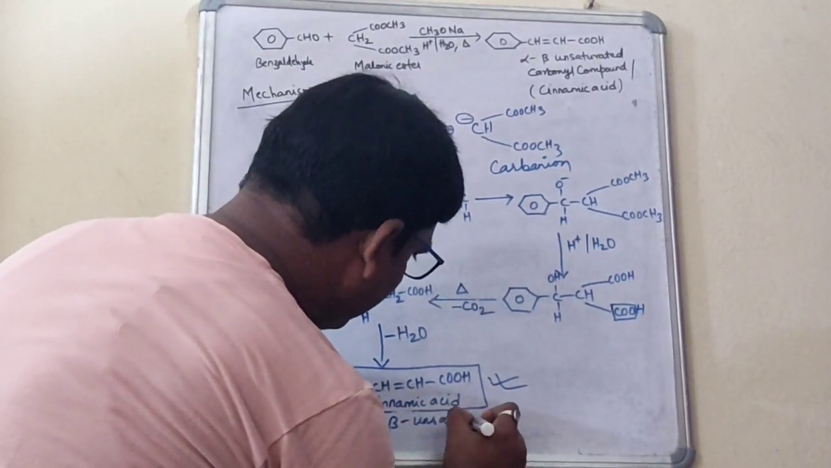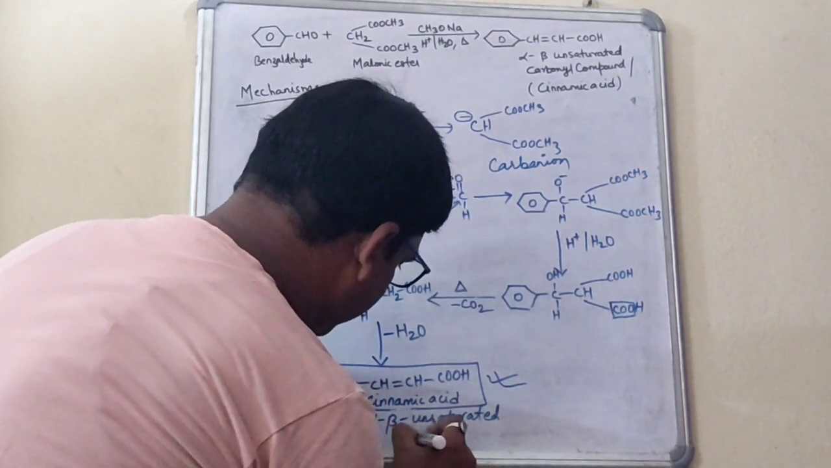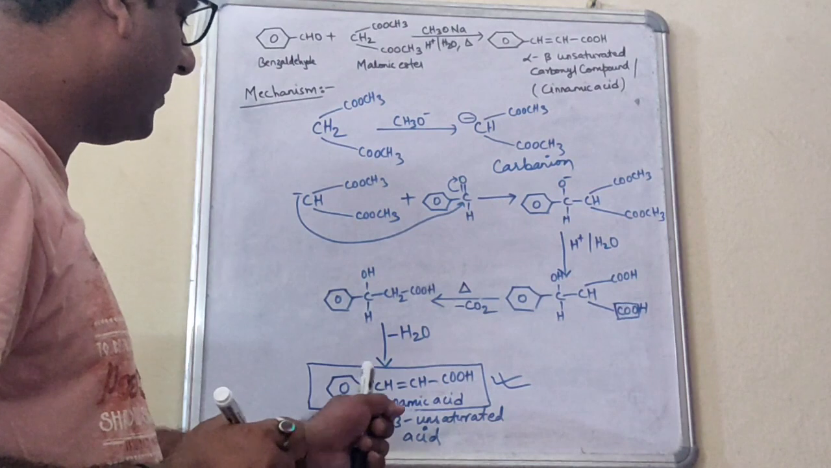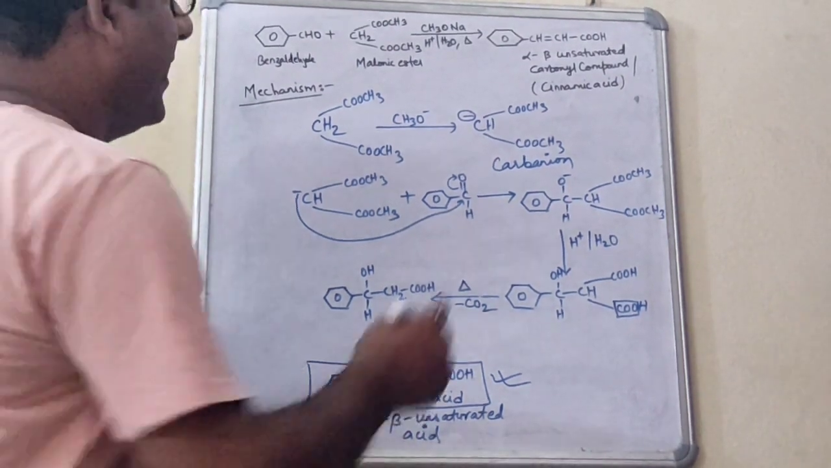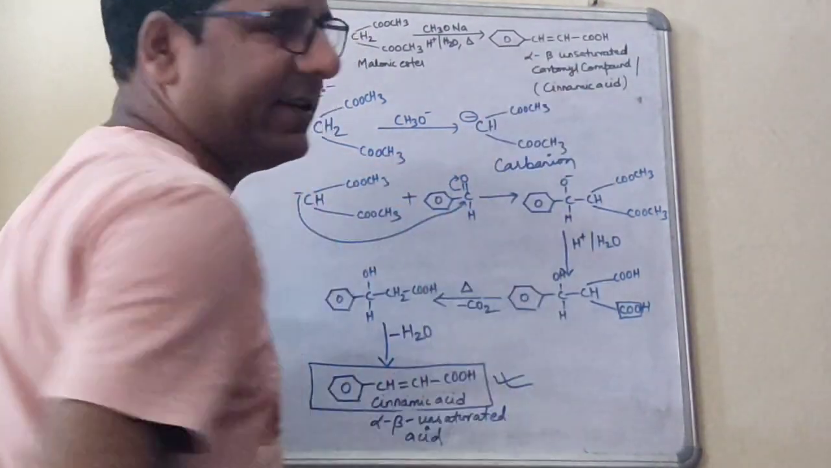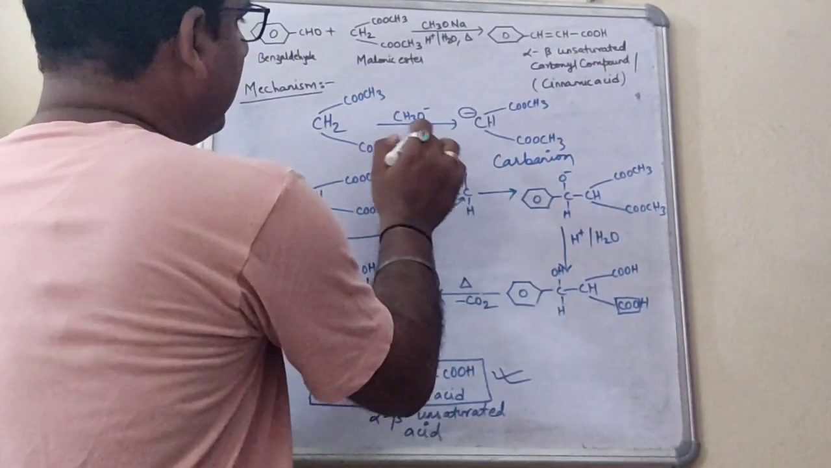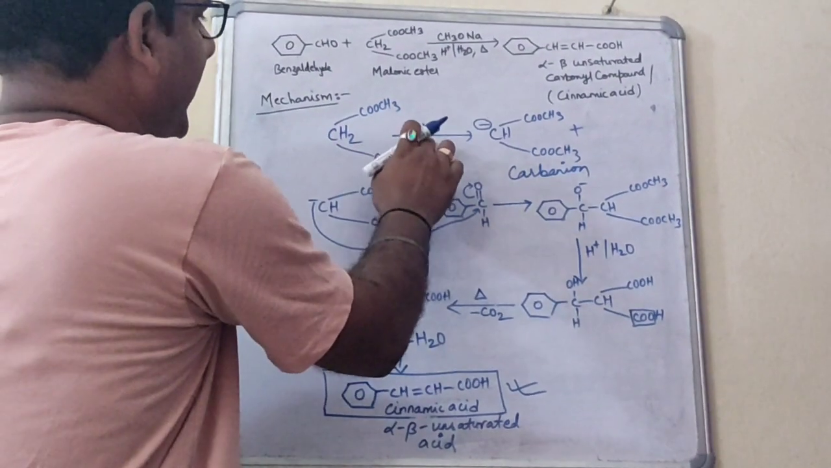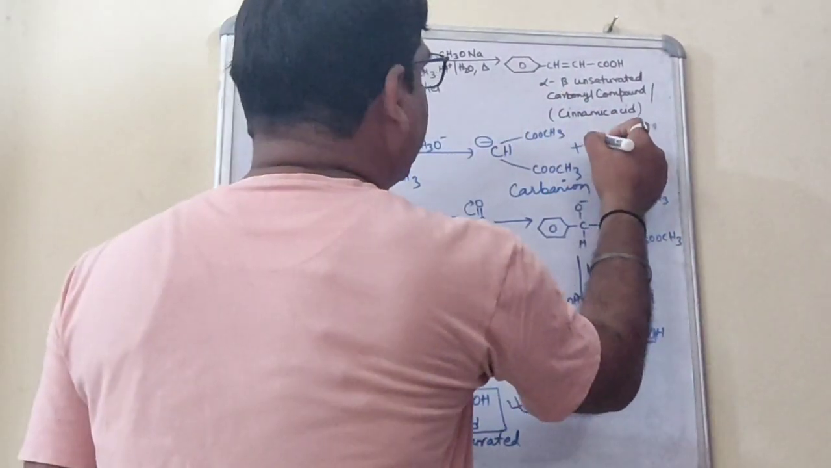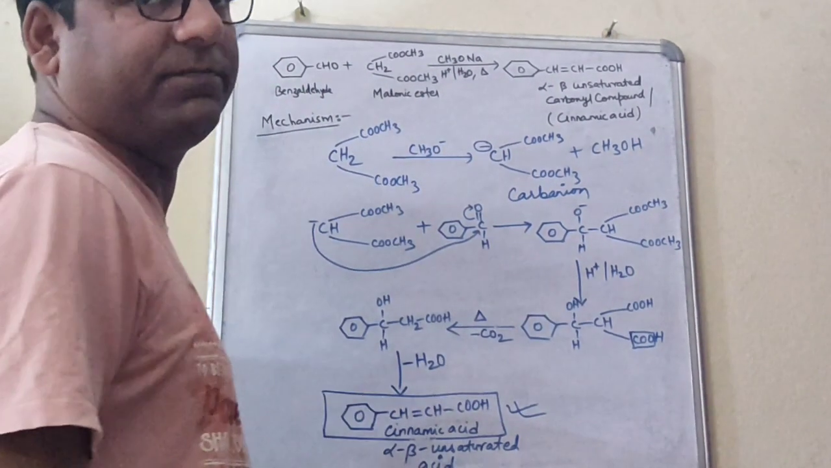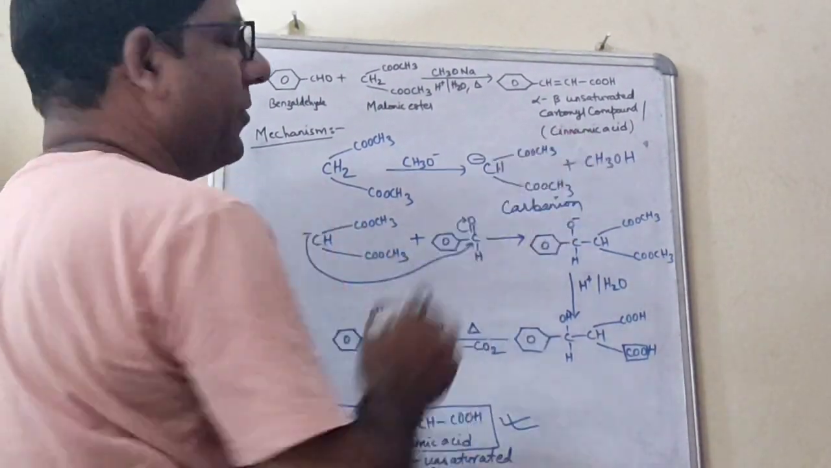unsaturated acid. Okay, this is what, alpha beta unsaturated acid. Here also I have written carbonyl compound. You can write alpha beta unsaturated acid. Right? Now in this step, you can write the formation because one hydrogen has been taken by this. So as a byproduct you can write CH3OH. That is methanol. Right? So this is the byproduct.